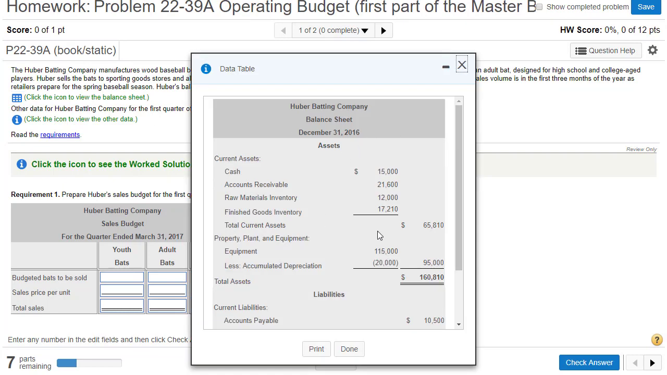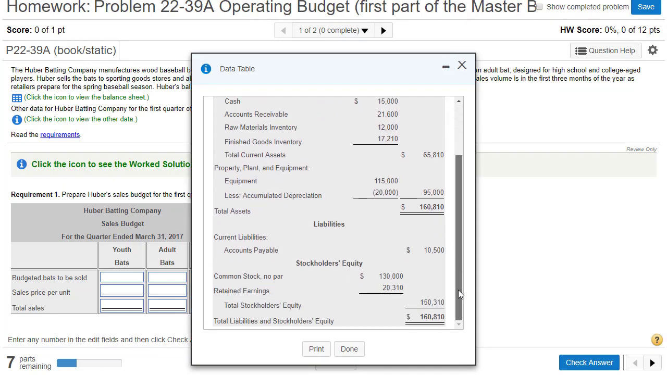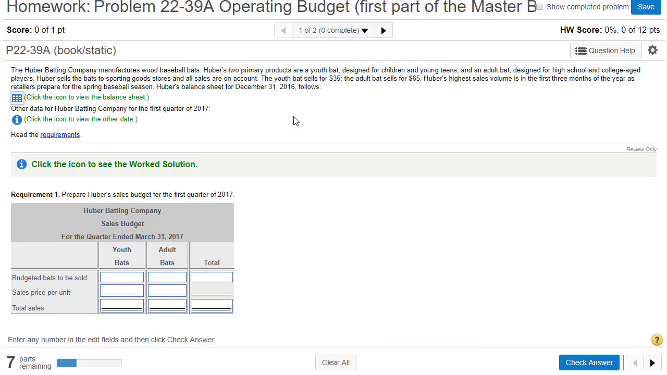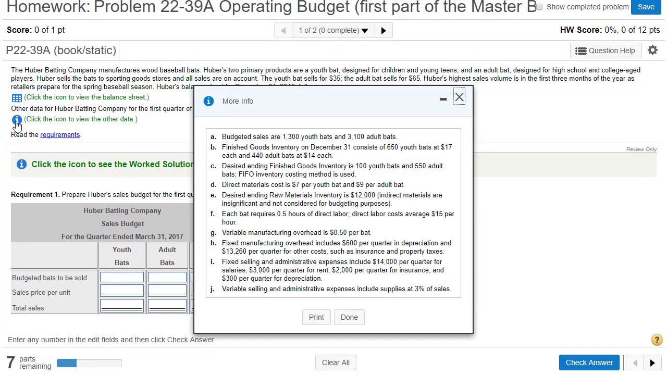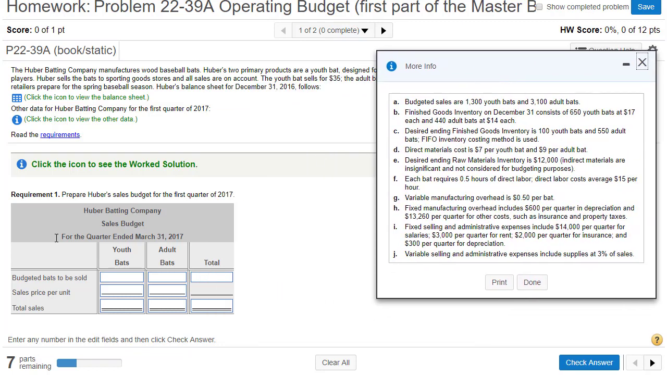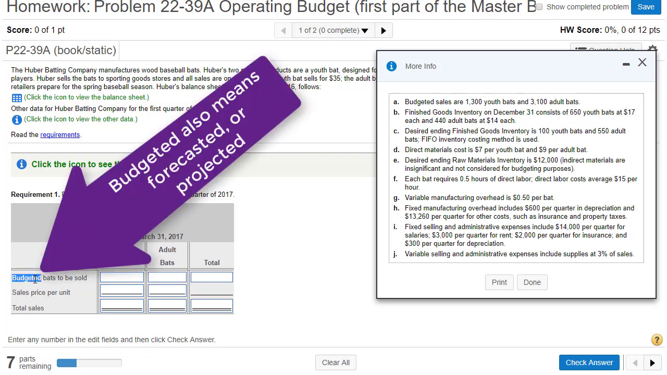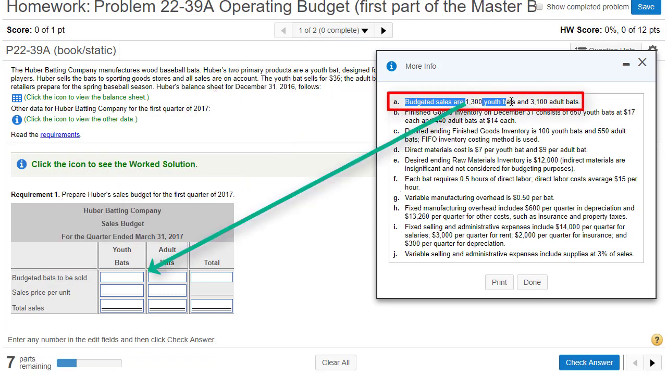So again, we might need to get some of our data from this, and notice it scrolls. And we also have some extra info here. So again, we're just going to be doing the sales budget in this video. So the sales budget, again, is just for the first quarter. So we need to know how many youth bats they are projected to sell and how many adult bats. Remember, if it says budgeted, that means forecasted or projected. So budgeted sales are 1,300 youth bats and 3,100 adult bats.